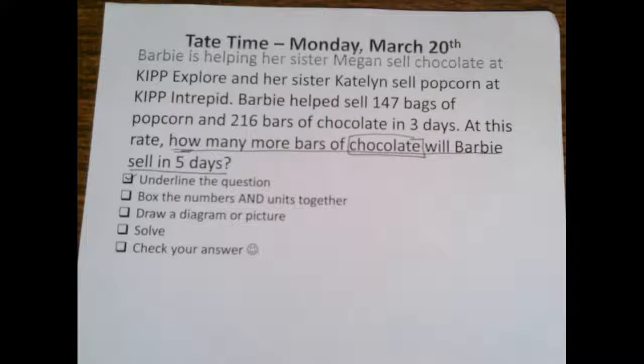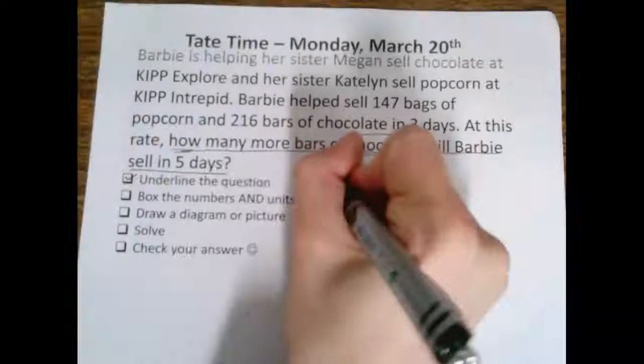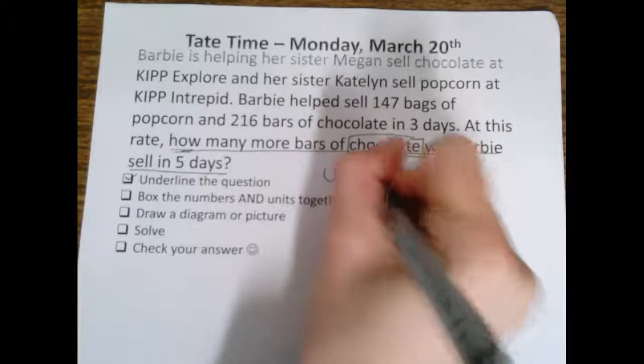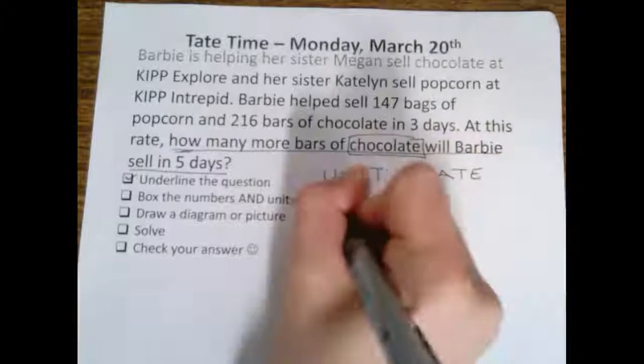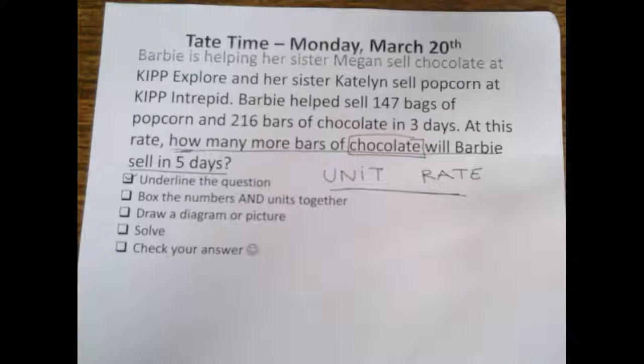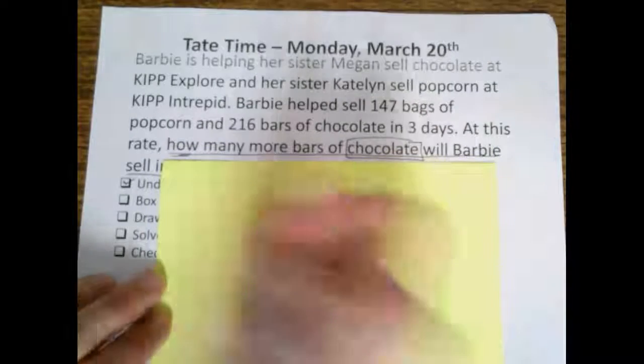The big important word I want us to write down that is essential to this problem is something called the unit rate. Everybody please write that down. The unit rate is how many of something she sells in 1 day, or whatever our unit is. Let me give you an example. You don't have to write down this.